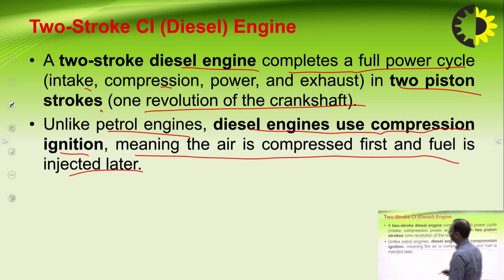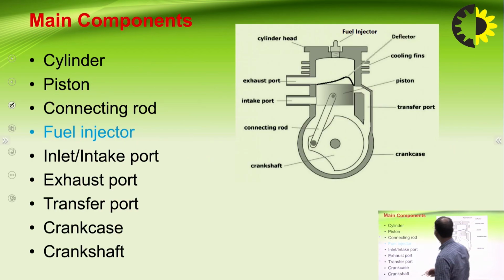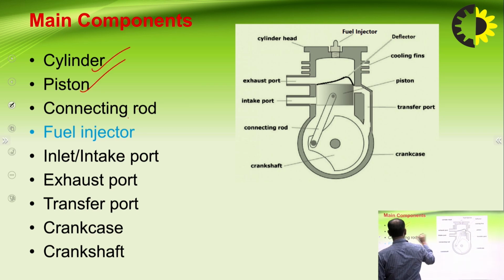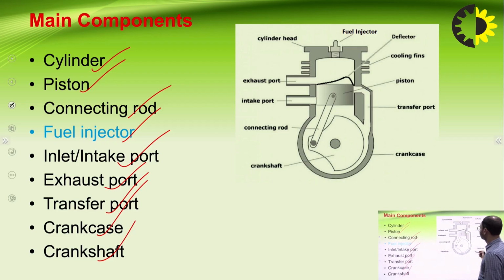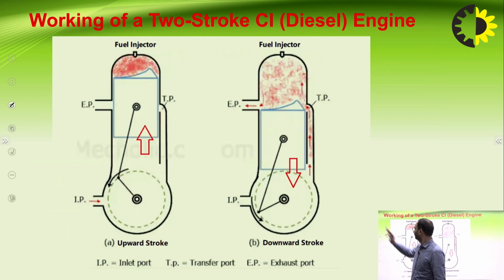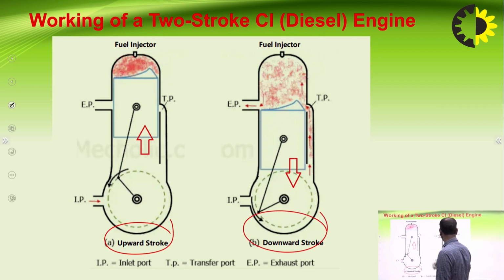Okay. Then what are the main components of the two-stroke diesel engine? The main components are cylinder, piston, connecting rod, fuel injector, inlet or intake port, exhaust port, transfer port, crankcase and crankshaft. So these are the main components of the two-stroke diesel. Then what is the working? This is a schematic representation of the two-stroke CI engine. So here there are two strokes, the upward stroke and the downward stroke.